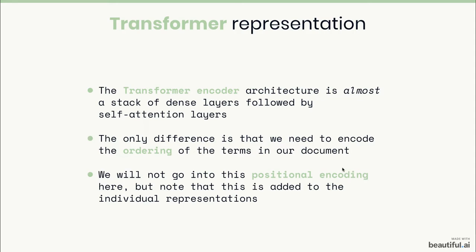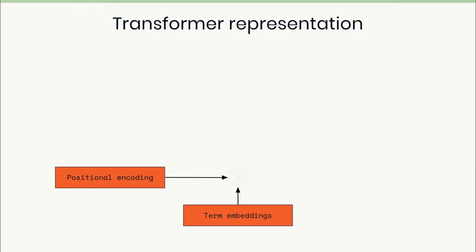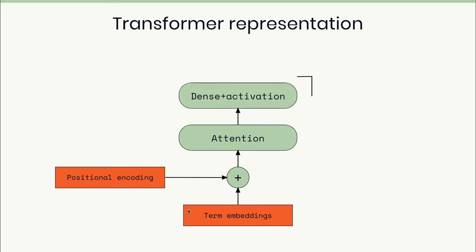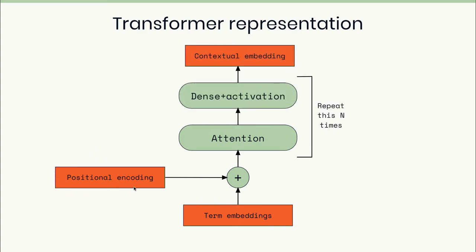It's just a function that takes in indices and spits out trigonometric functions, a combination of cosines and sines, that somehow store the position of the individual terms. So we just note that this positional encoding is added to the individual representations to take that into account as well. So we start with the term embeddings, then we add the positional encoding. This is just a black box for now, that's fine. So we just add these two together.